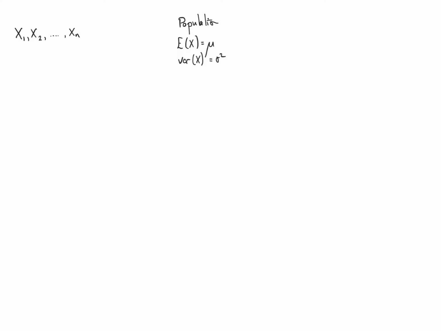Since the observations are drawn randomly and independently identically distributed from the population, it follows that the expectation of each of the xi's is going to be equal to the population expectation mu, and the variance of the xi is going to be equal to the variance of the population sigma squared. And since the observations are independent from each other, the covariance between observations is going to be equal to 0 for i not equal to j.